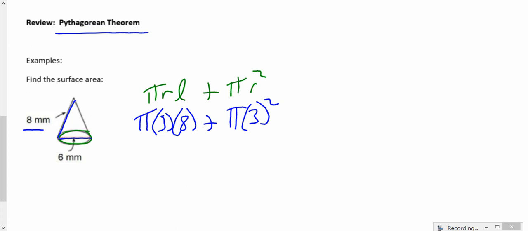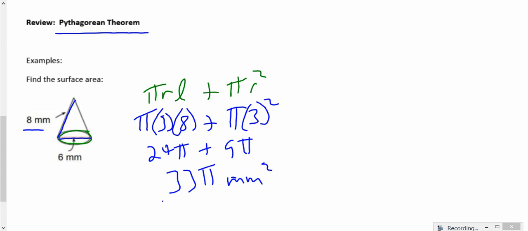Now if we actually don't calculate the pi's and leave them there, we'd have 24 pi plus 9 pi, which would give us 33 pi. I think that's millimeters, yep, millimeters squared. Now this would be considered the exact answer, but if you use 3.14 in your calculation, you'd get approximately 103.62 millimeters squared.